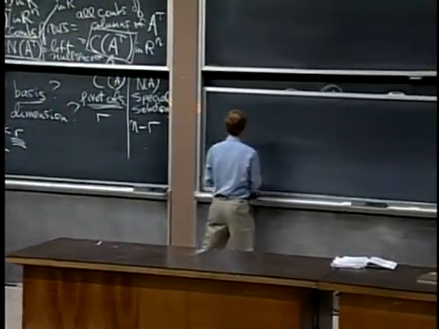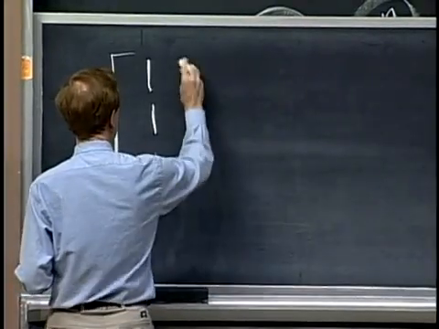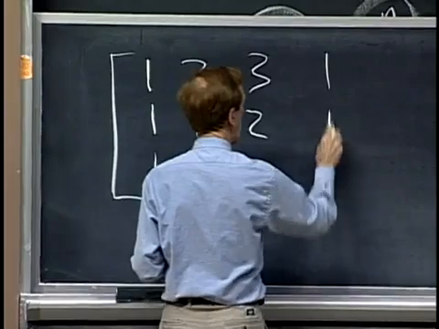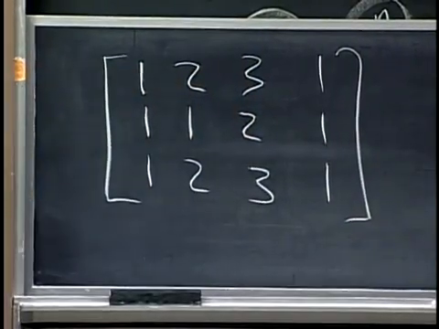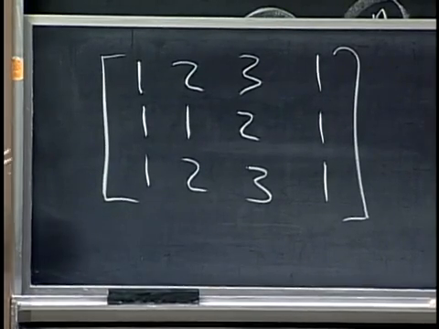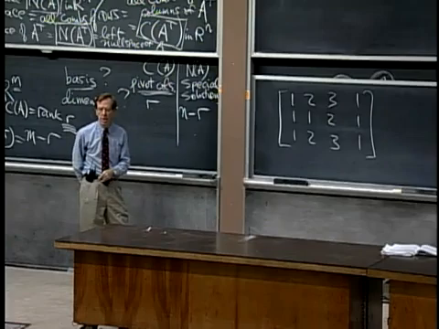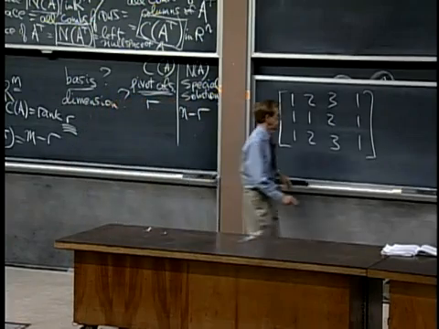Let me take the matrix. Maybe we had this matrix in the last lecture. 1, 1, 1, 2, 1, 2, 3, 2, 3, 1, 1, 1. Okay. That matrix was so easy, we spotted its pivot columns, 1 and 2, without actually doing row reduction. But now let's do the job properly.